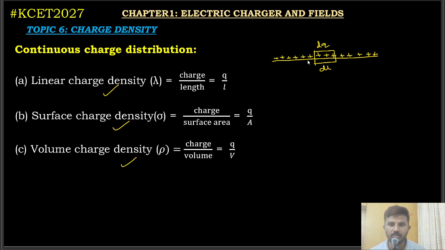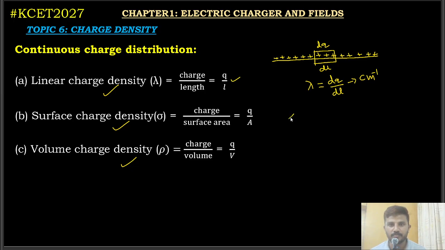So here the charge density is given by charge per unit length, that is q by l, or in terms of dq and dl you can write lambda is equal to dq by dl. Okay, so dq by dl. Clear? So what is the SI unit for this? Since we have charge by length, for charge it is coulomb, length it is meter, so coulomb per meter. Clear?